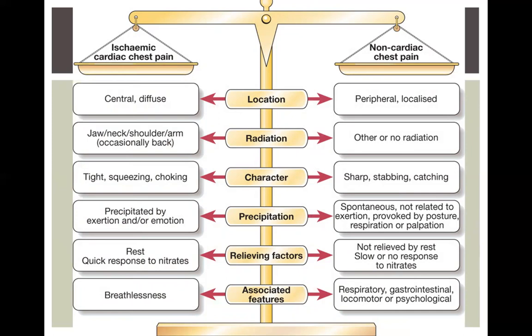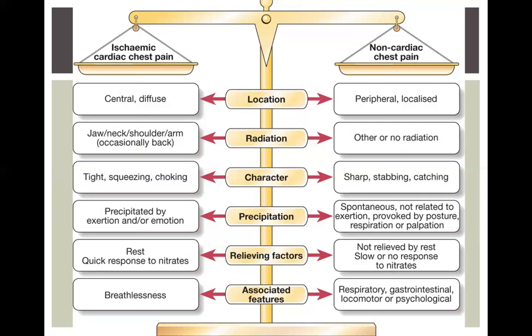The character in ischemic chest pain is tight, squeezing, choking, while it is sharp, stabbing, and catching in cases of non-cardiac chest pain. The precipitation, ischemia is precipitated by exertion, physical and or emotional. The precipitation can be spontaneous, not related to exertion, provoked by posture and respiration or palpation. This is for the non-cardiac chest pain as precipitating factors.